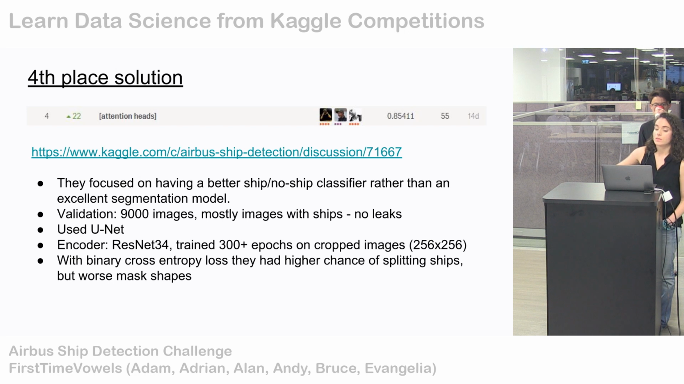The fourth place solution, again, these people concentrated on a classifier for SIP, no SIP. That was again very important. For the validation, they used 9,000 images and mostly images with SIPs. Not that many images with no SIPs. They used UNet with ResNet 34. And they used binary cross entropy. And yeah, they didn't mention more than that. It was just that.